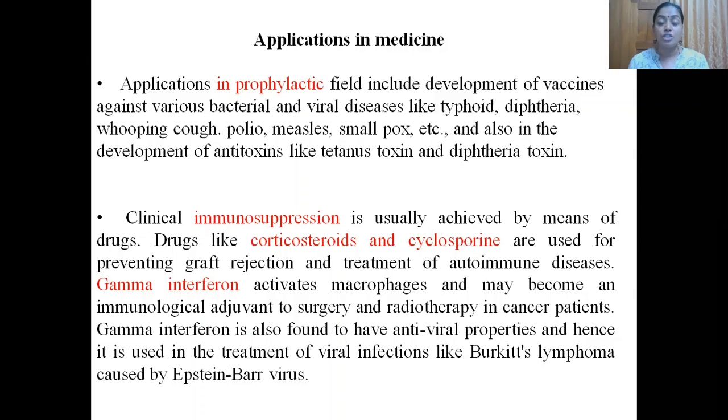Then gamma interferons. Interferons are chemical substances that stimulate the natural killer cells. Natural killer cells are the cells of the immune system. Gamma interferons are used as an adjuvant in surgery and also in radiotherapy. Gamma interferons are also used in the treatment of viral infections like Burkitt lymphoma. This is caused by the Epstein-Barr virus.